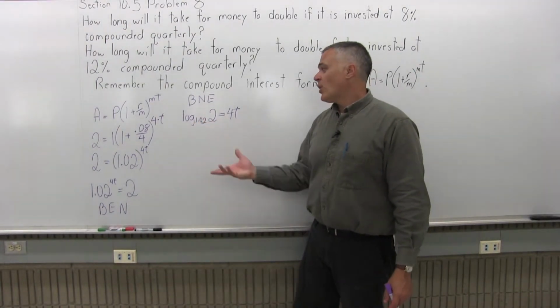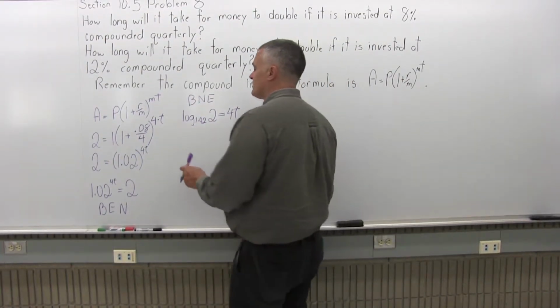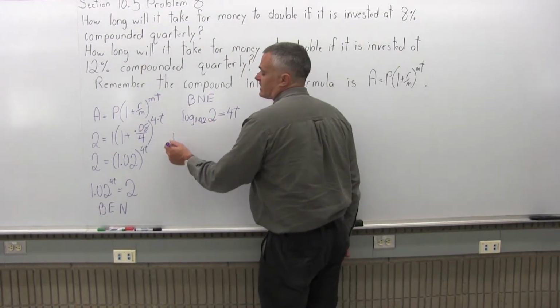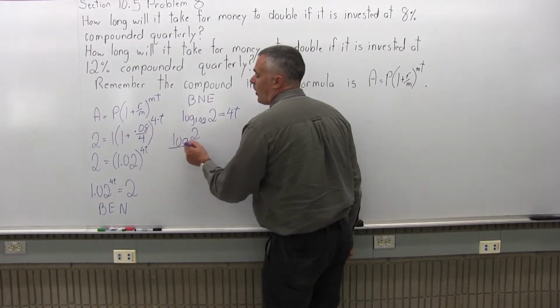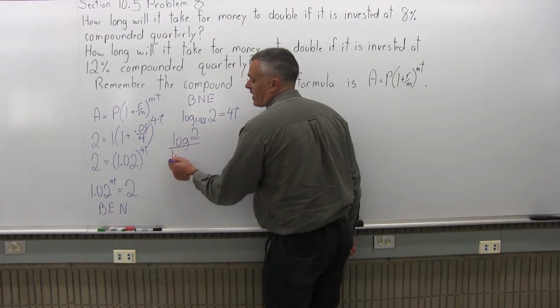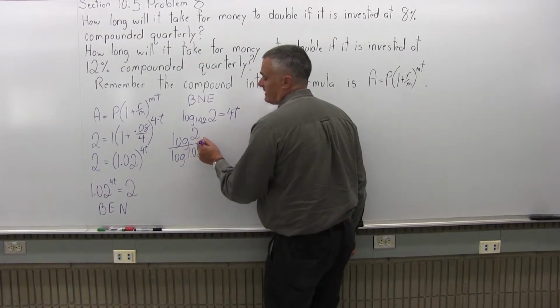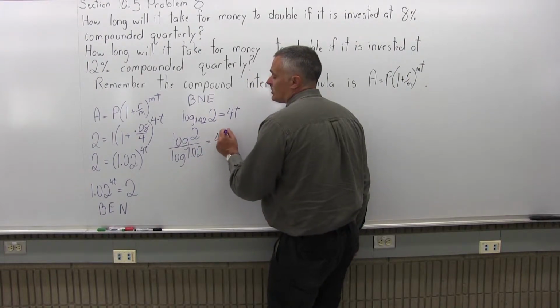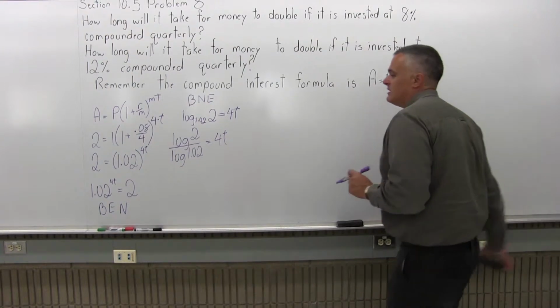So again, that's sort of an odd log because it's got a decimal value in the base, but that's no problem. That change of base formula for logs says I can do common log of the number, so I'll have common log of 2 over common log of the base, so I'll have common log of 1.02, which is fine. The calculator won't even mind that decimal at all. And that's equal to 4 times t on the right side of the equals.